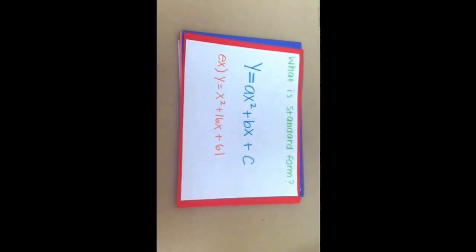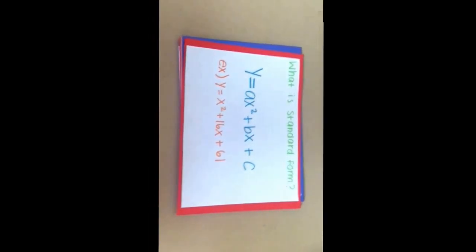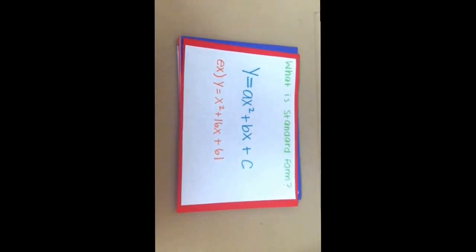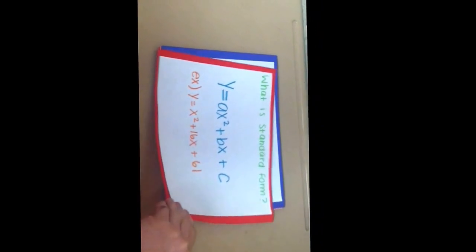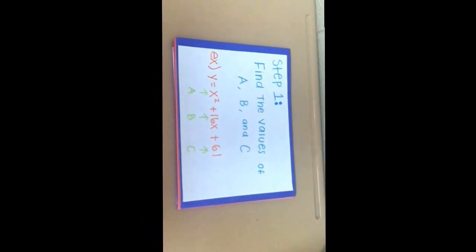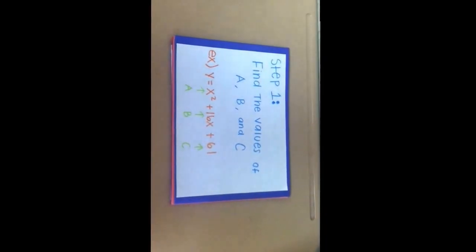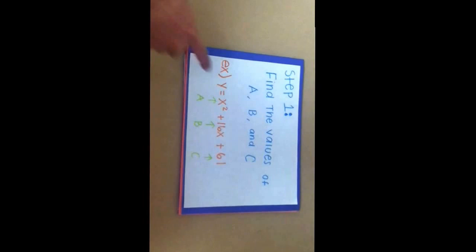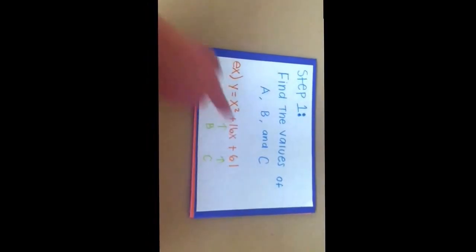What is standard form? Standard form is y equals ax squared plus bx plus c. And this is the equation that we'll be using throughout the whole video. Step 1. In order to be able to graph an equation, you must first find the values of a, b, and c. This is a, this is b, and this is c.